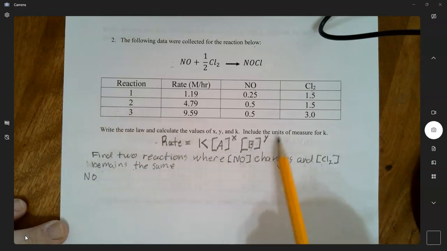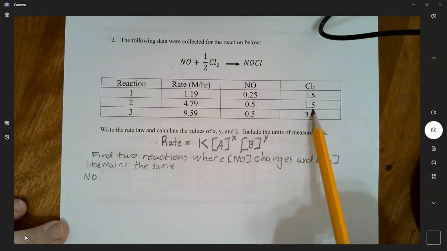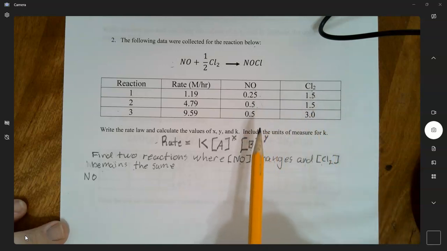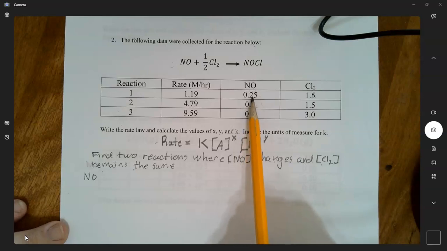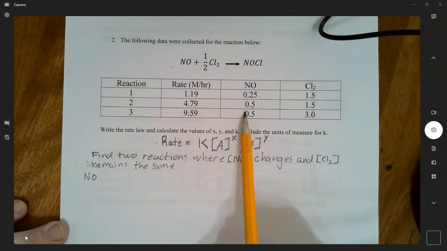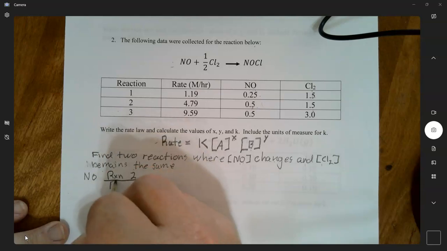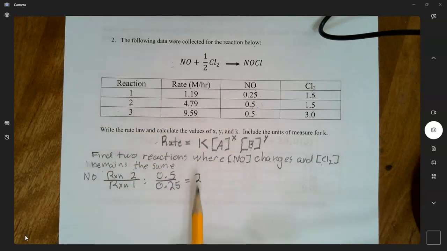So we're going to start with NO. Alright, and two reactions where NO changes are 1 and 2. And Cl2 stays the same in 1 and 2. So those are the two we're going to use. Now we want to make a ratio of the NO concentrations in each of these two reactions. So we're going to put the bigger number, which is 0.5, on top so we don't end up dealing with a fraction. So that's okay to do. You can put 2 over 1. So we're going to do that. Okay, and that gives us a ratio of 2.